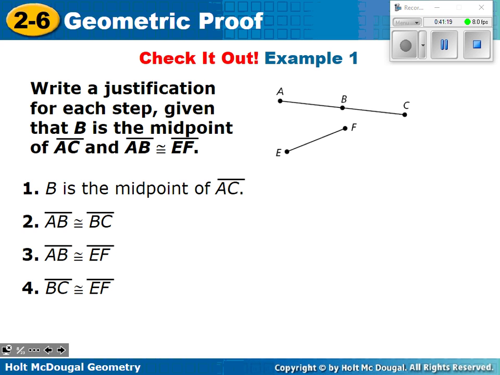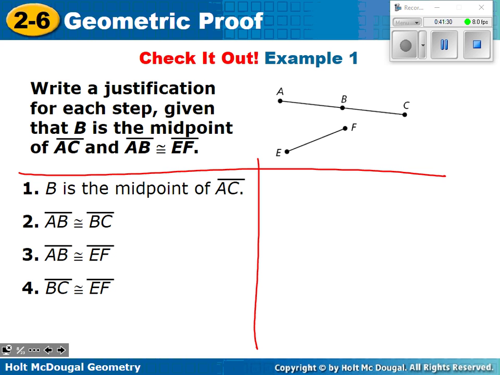Okay, so one more time, write a justification for each step given this information, and they wrote all of the statements for you. So go ahead and make your T-chart around it. Left side is statements. Right side is reasons. Go ahead and number your reasons 1, 2, 3, 4 to match your statements. What's the first thing we want to do?